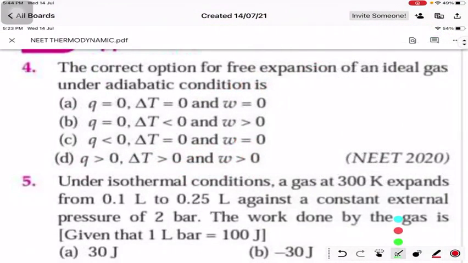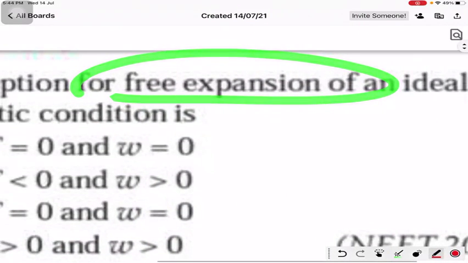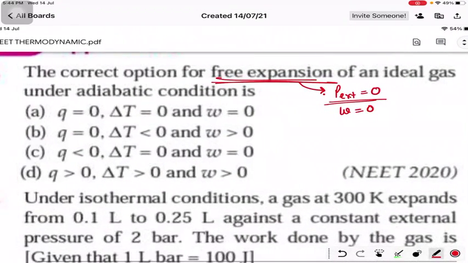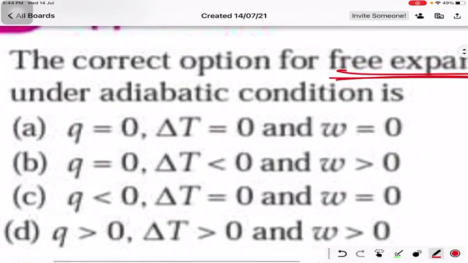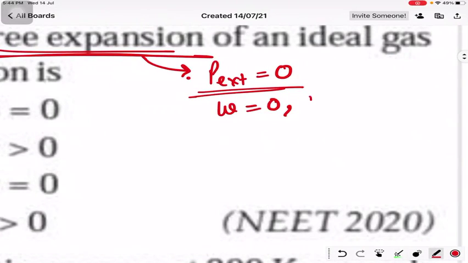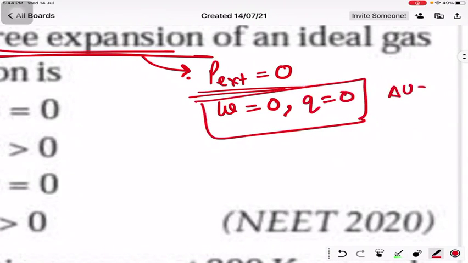Next question: the correct option for free expansion of an ideal gas. In our previous video we explained that free expansion means your external pressure is equal to 0. So at that time, W will be equal to 0. Your work done will be equal to 0. So we have to opt for the correct option. The next condition is adiabatic condition. So your W is 0 and your Q is also equal to 0. So your delta U will also be equal to 0.